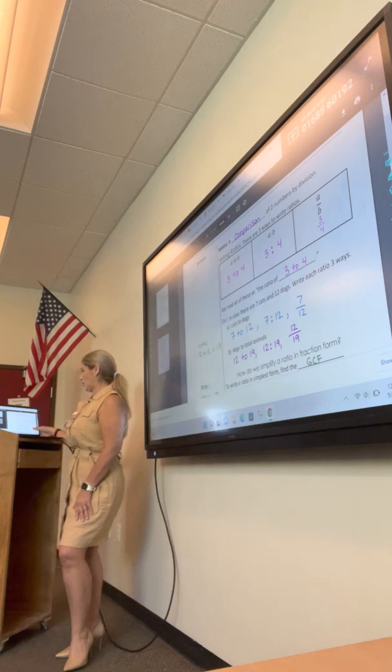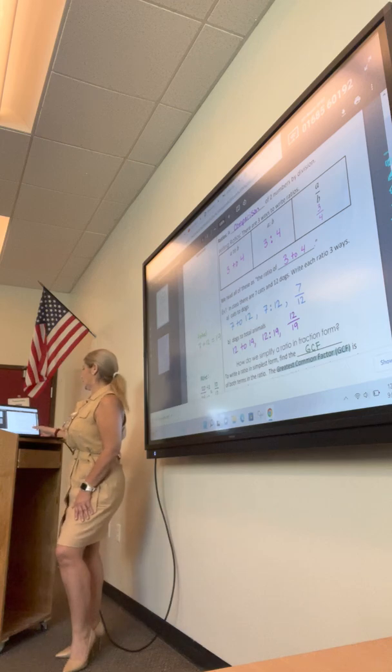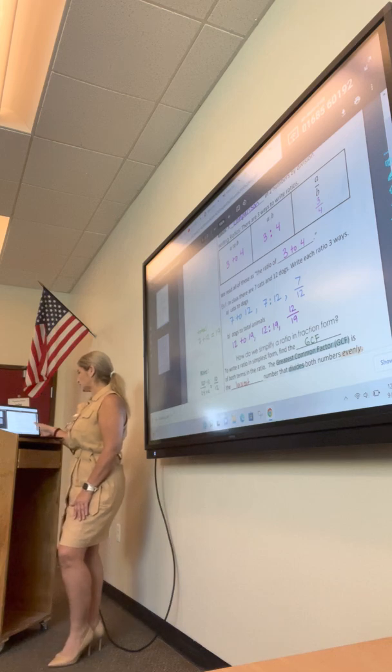Example. In class, there are 7 cats and 12 dogs, and write each ratio 3 ways, okay? So we have cats, which will be answer A, and then B, dogs to total animals, okay?